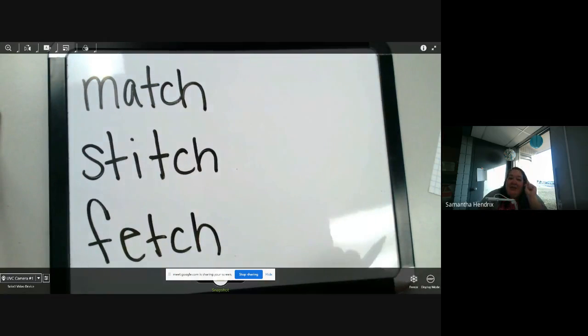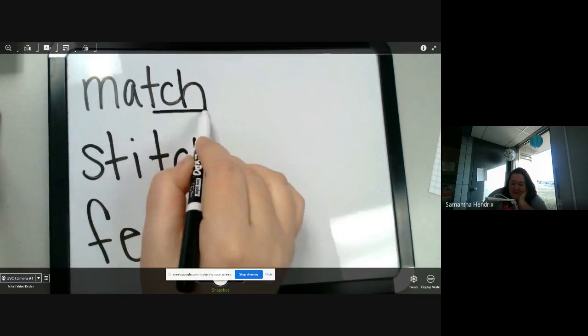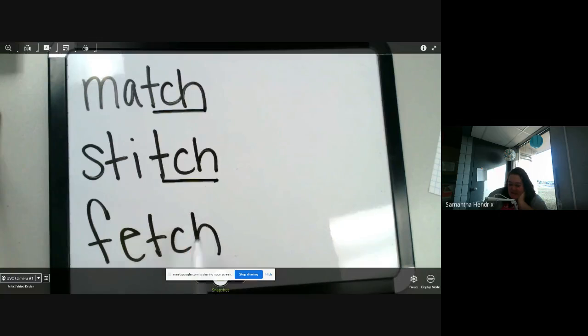How many letters are TCH? Three. So is this a digraph? No, a digraph is two. This is a trigraph. Oh my goodness. So how do we code trigraphs? We underline them. TCH, TCH, TCH. Okay?